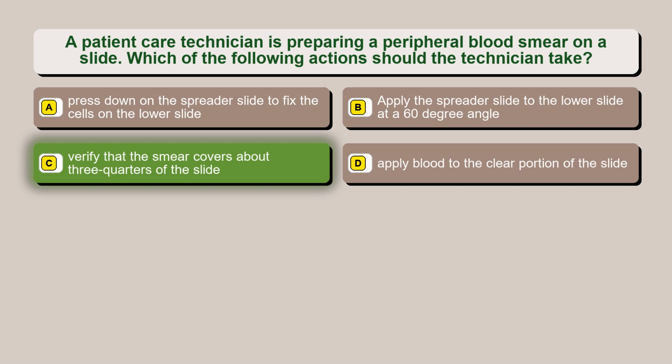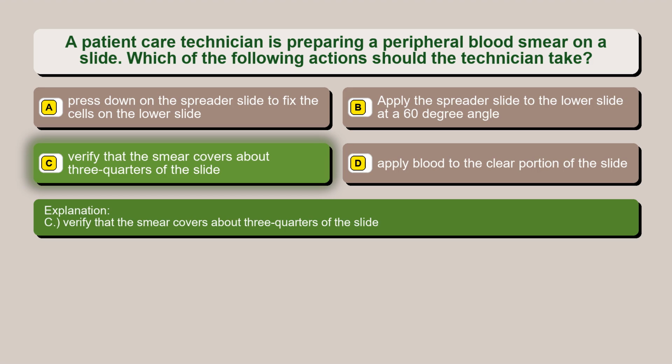The correct answer is option C. Verify that the smear covers about 3/4 of the slide. C, verify that the smear covers about 3/4 of the slide.